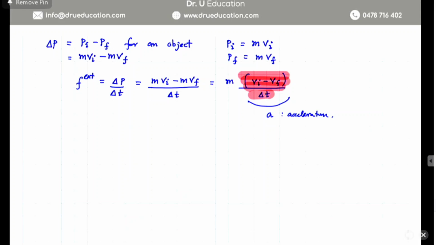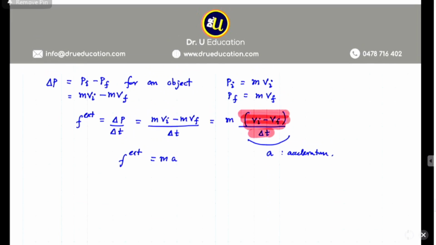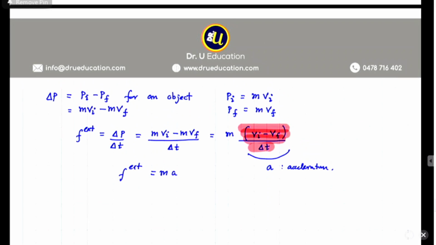Yep. So now can you see F external is equal to MA? Now can you see why people are saying Newton's second law is F is equal to MA? They are missing quite a lot in that description. Can you understand that? So they are talking about the end product. F is equal to MA. Easy. But Newton didn't say that.